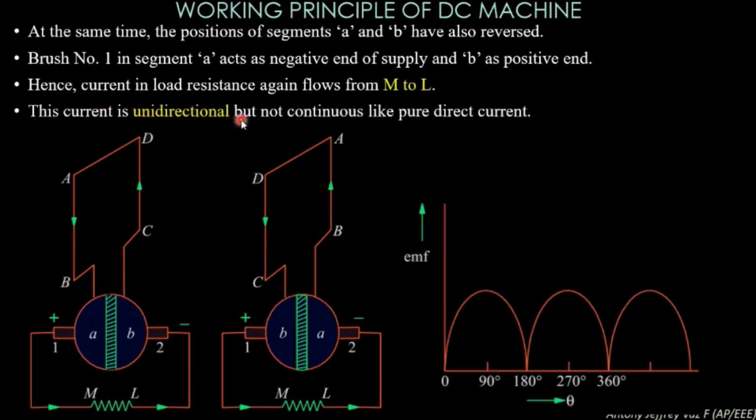This current is unidirectional but not continuous like pure direct current. You can see the waveform which is measured across M to L. Here the current is unidirectional but it is not continuous. It is having a dip after every 180 degree.